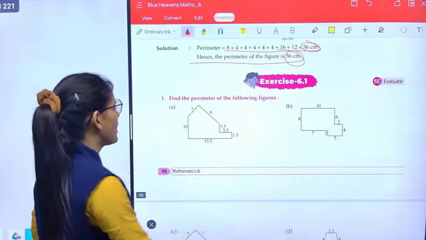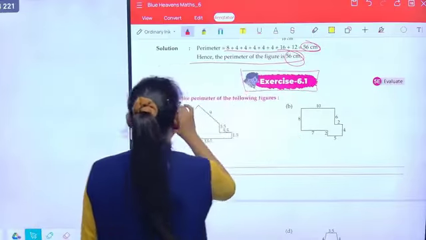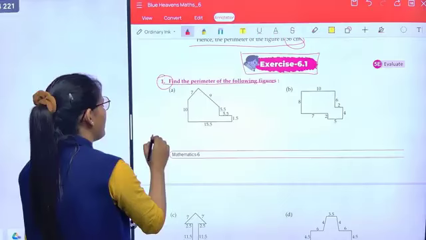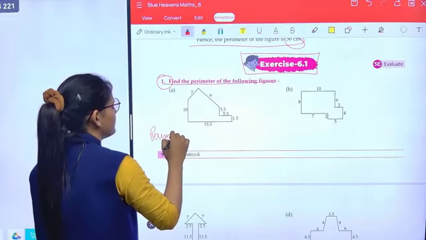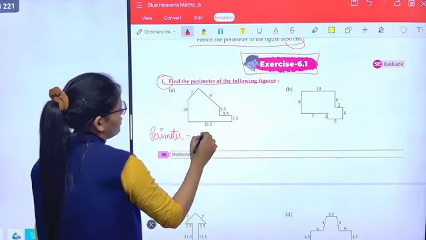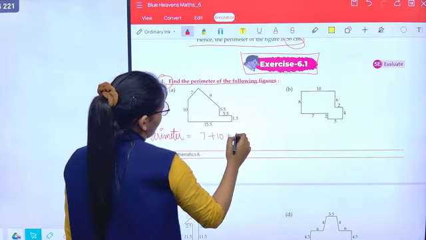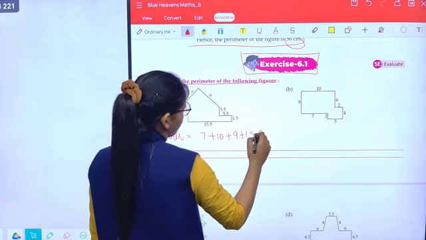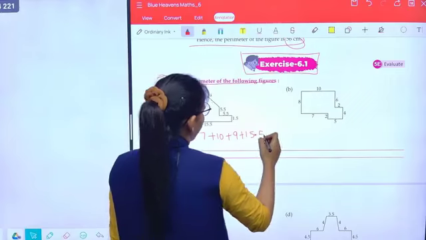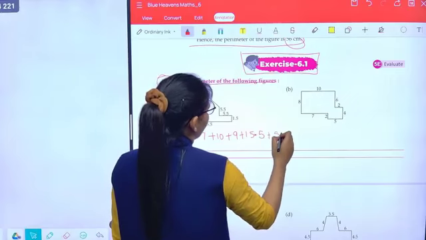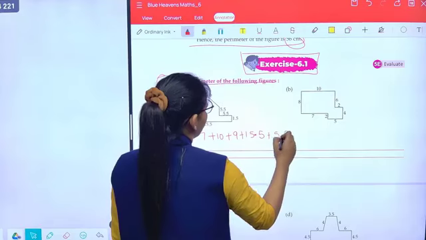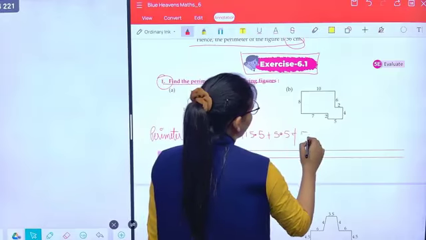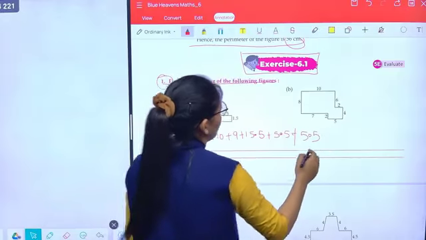Understand? Come on, exercise 6.1, question number 1. Find the perimeter of the following figures. Class, perimeter is equal to 7 plus 10 plus 9 plus 3.5 plus 5.5 plus 5.5 plus 1.5.